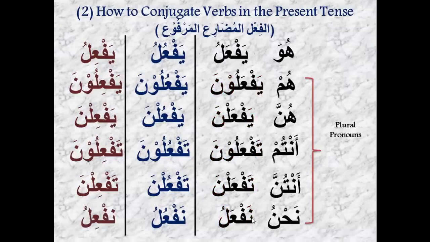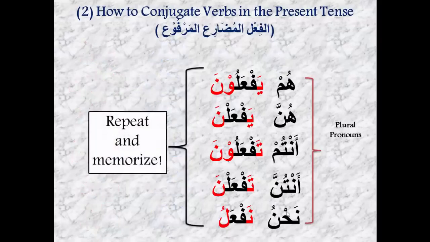Now I want you to pay attention to the modifications we've made. Hum yaf'aluna, we've added the una to the back, just like we did for antum. So they and you all are very similar. The only difference is the ya and the ta in the front. Hunna and antunna are very similar, except for the ya and the ta in the front. And nahnu naf'alu. The noon corresponds to the noon in nahnu. Please repeat and memorize these verbs. Hum yaf'aluna, hunna yaf'alna, antum taf'aluna, antunna taf'alna, nahnu naf'alu. Just like you would do for the singular pronouns.